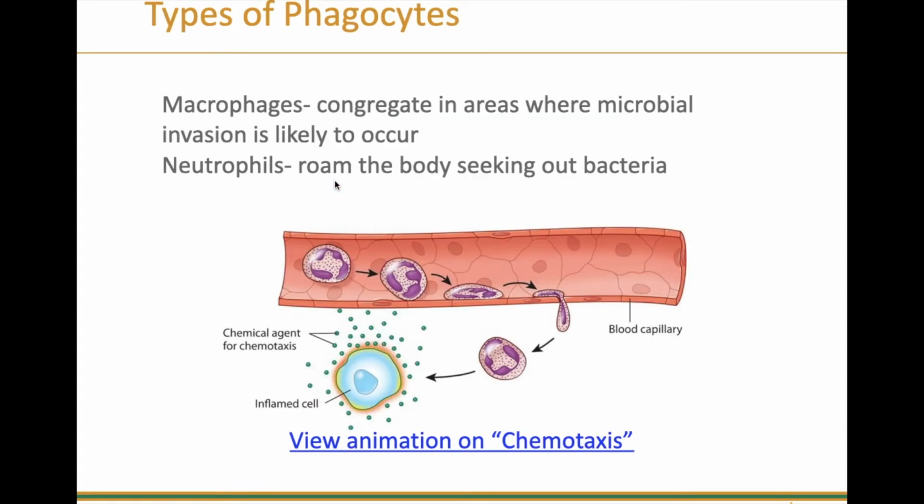And the types of phagocytes, the two main types in our body: macrophages are kind of fixed, and they congregate in areas where microbial invasion is likely to occur, such as in the lungs. Neutrophils roam the body seeking out bacteria. In this figure you're seeing what's called chemotaxis. So that is a neutrophil in the blood, and it's attracted to a damaged cell by this process of chemotaxis, and it can squeeze through the blood capillaries, and that's how it gets where it needs to go.